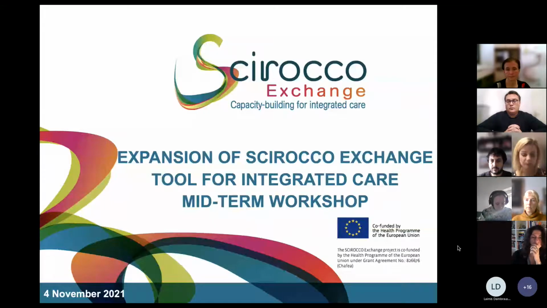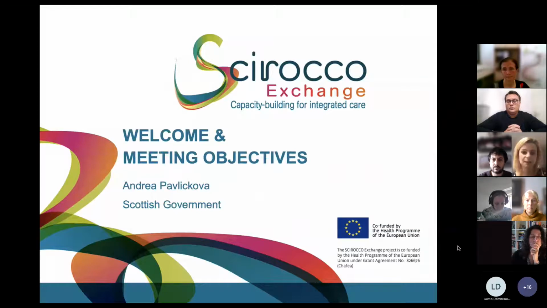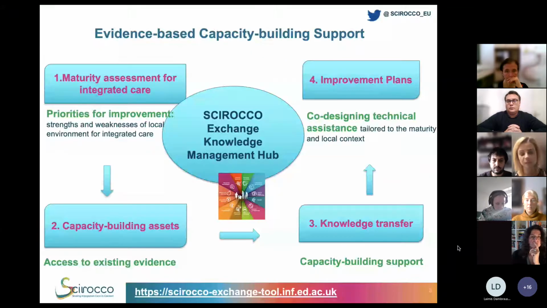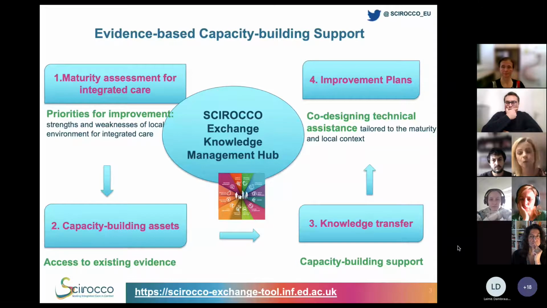For us, the main tool or the main facilitator of this capacity building support is this Scirocco Exchange Knowledge Management Hub, and particularly Scirocco Exchange tool as a central component of the hub. And we perceive four main functionalities for this tool, which is about assessing the maturity of the local conditions enabling integrated care. Then we see the tool as a facilitator of accessing the existing evidence on integrated care so that we don't reinvent the wheel, but use the existing knowledge, existing evidence much more efficiently. And the tool also helps us with facilitating very much tailored and personalized knowledge transfer and improvement planning activities.